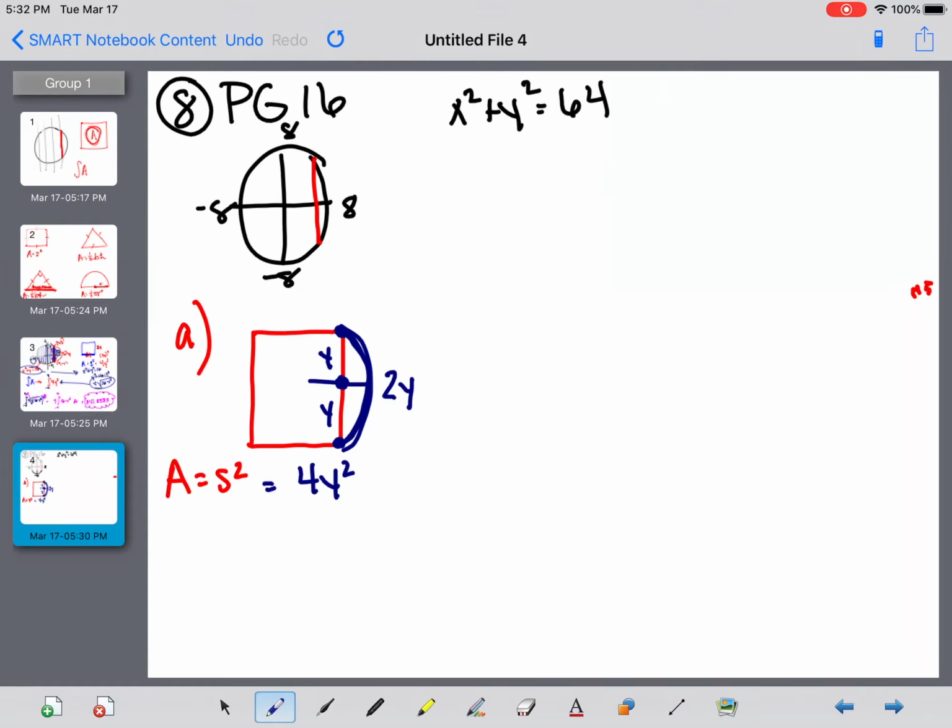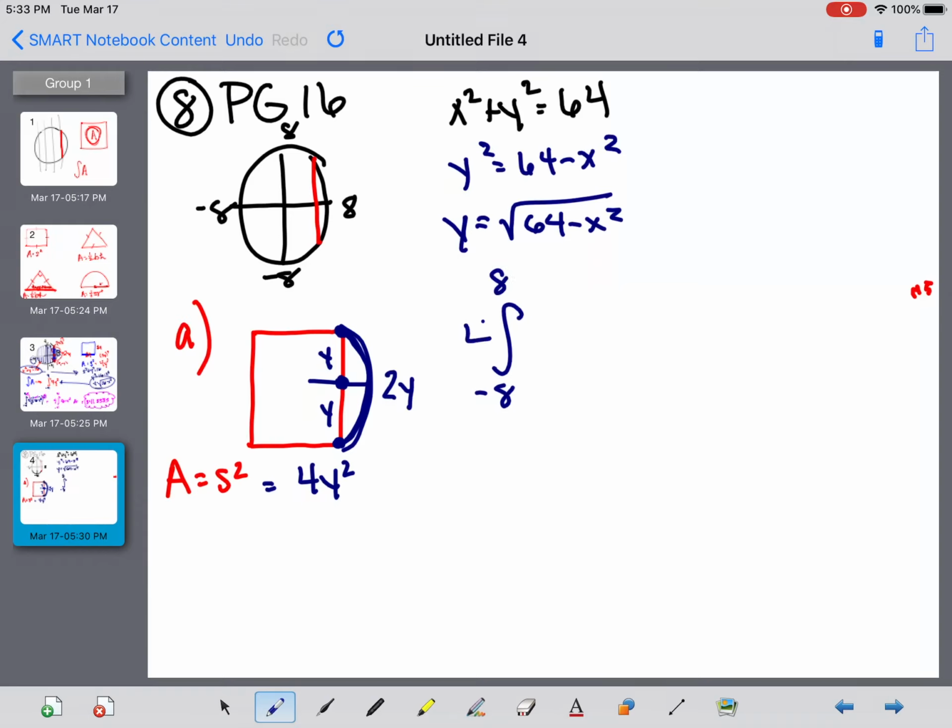And where does my y come from? It comes from the equation of the circle. That's the y value. So I'm going to solve this for y quickly. y squared equals 64 minus x squared. y equals the square root of 64 minus x squared. So now I'm going to write my integral. My integral is going to go from -8 to +8 because I'm bound by my base. I'm going to put the 4 on the outside, make my life easy. y squared is going to be all of this squared, so I'm going to get 64 minus x squared dx.